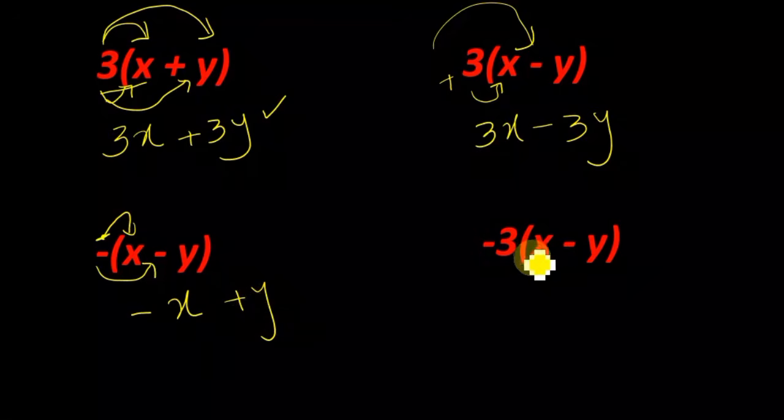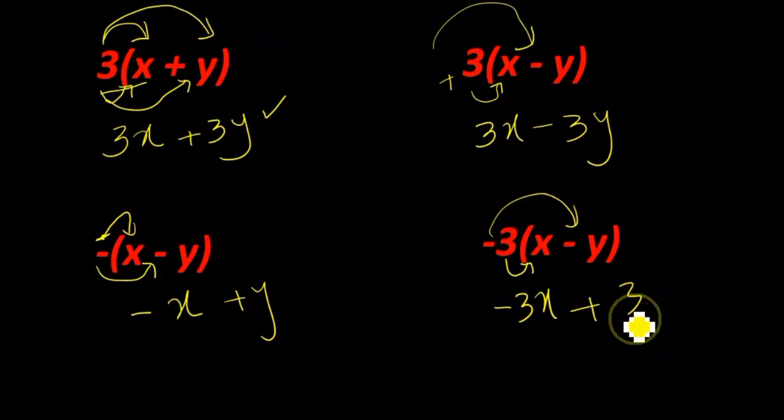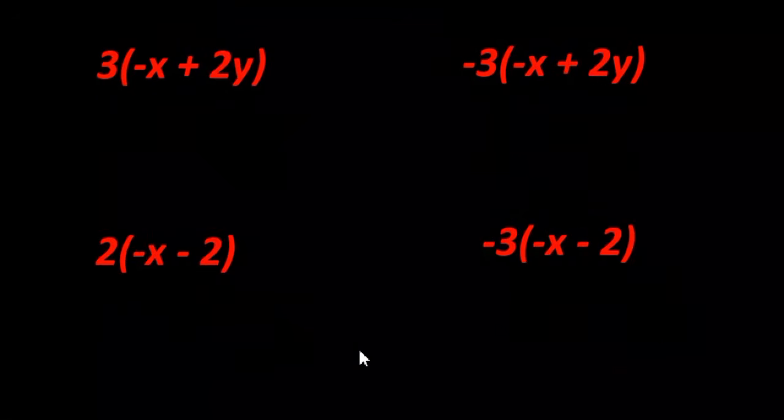Here we have minus 3. Now minus 3 when multiplied with plus x, what do we get? Minus 3x. And again minus multiplied by minus, you will get plus 3y. The same rules I explained in the previous lecture on the previous slide, now we are going to implement on these questions.